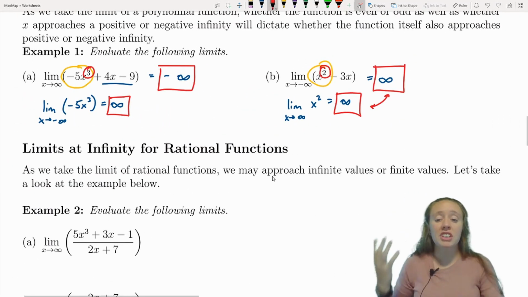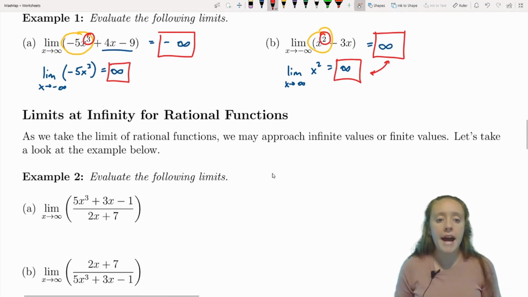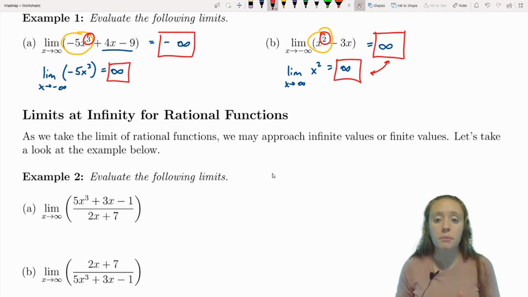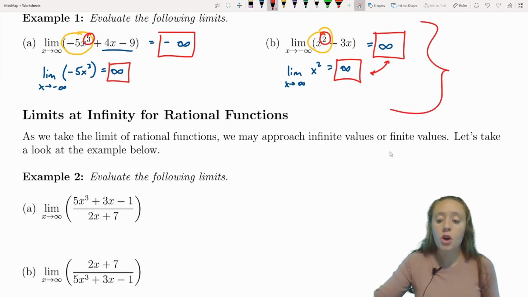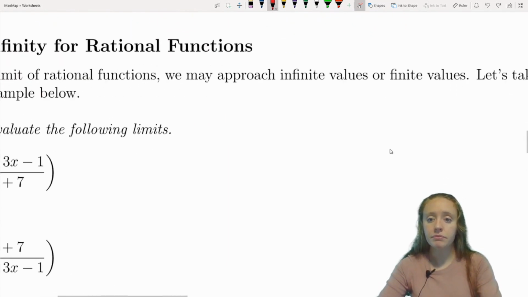So polynomial functions are fairly easy to work with. Let's look at limits at infinity for rational functions. So that's when we're taking a polynomial and dividing it by another polynomial. As we take the limit of rational functions, we may approach infinite values, but we may also approach finite values. Where up above, when we were dealing just with polynomials, we were always going to approach an infinite value. Whereas with rational functions, our limit can be both infinite and finite. So let's take a look at a few of the examples below.